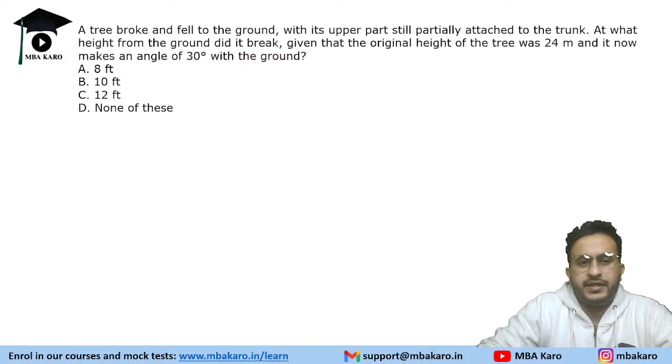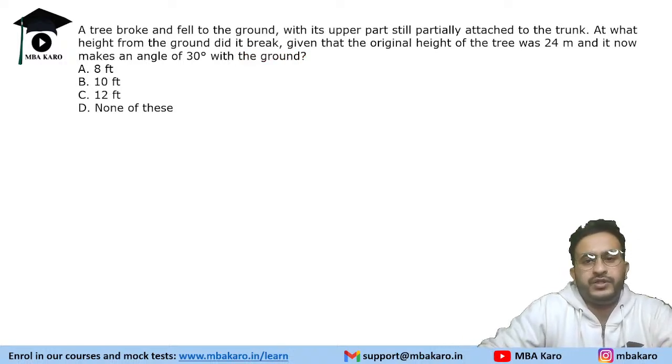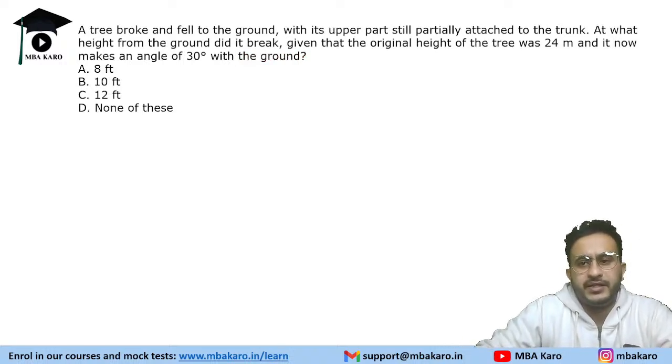All right. A tree broke and fell to the ground with its upper part still partially attached to the trunk. At what height from the ground did it break, given that the original height of the tree was 24 meters and now it makes an angle of 30 degrees with the ground?